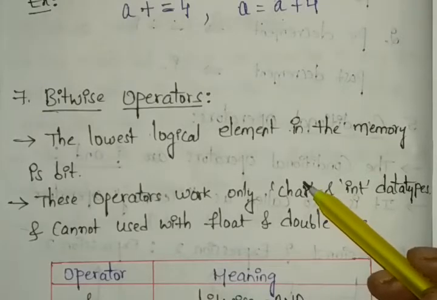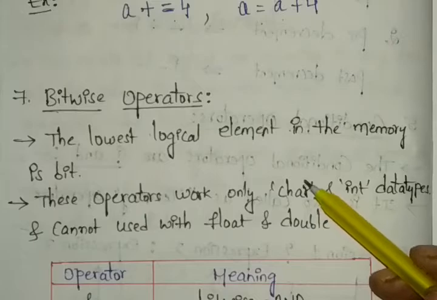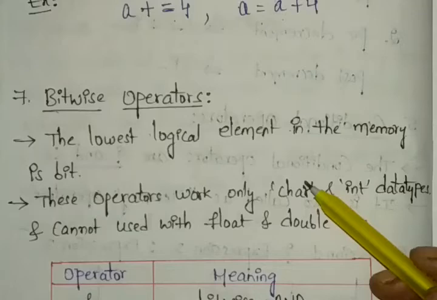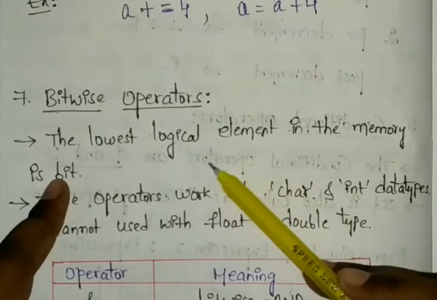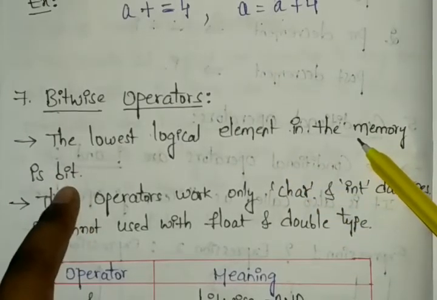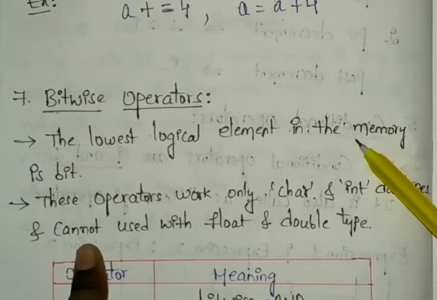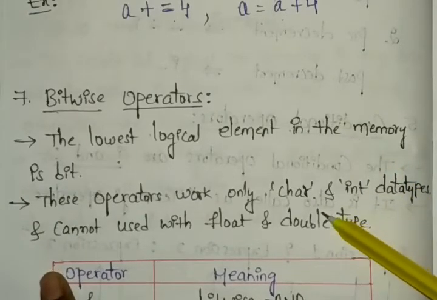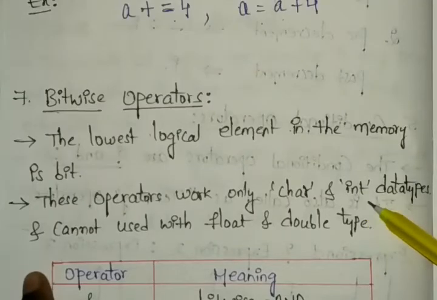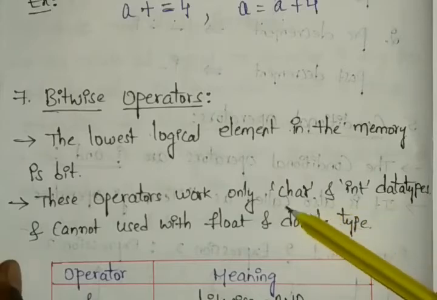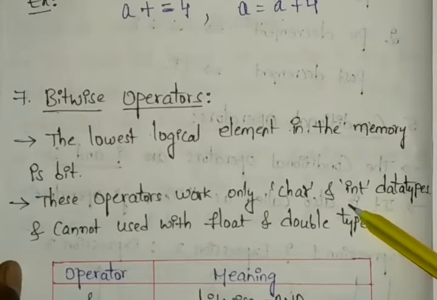we use the logical operators only, but the difference is that this one is performing in the form of bits format. Why? Because the lowest logical element in the memory is the bit. That's why it is performing in the form of bits format. And these operators work only with the character and int data types. They will not work with the float and double types. It works with character and int only.